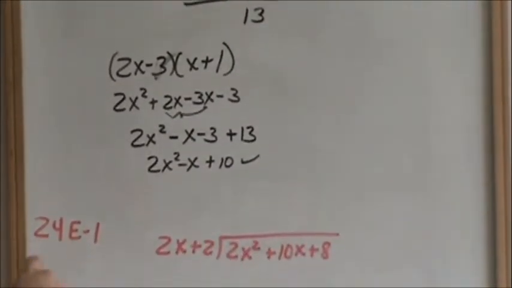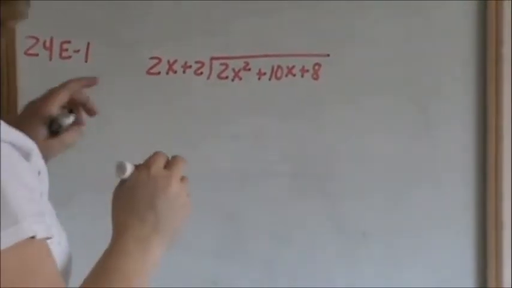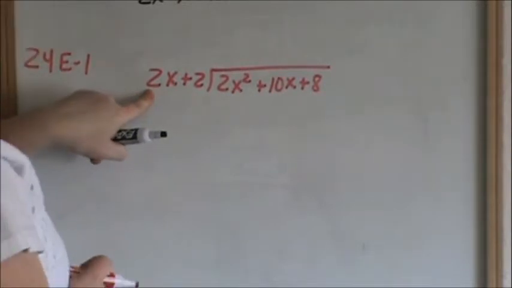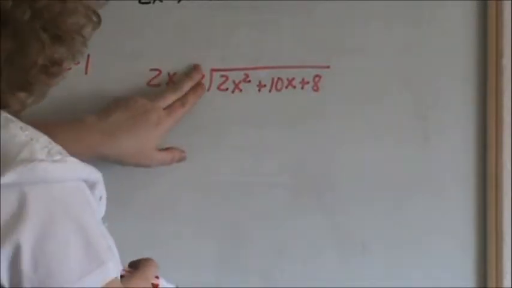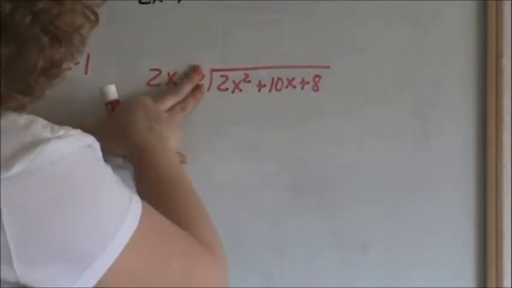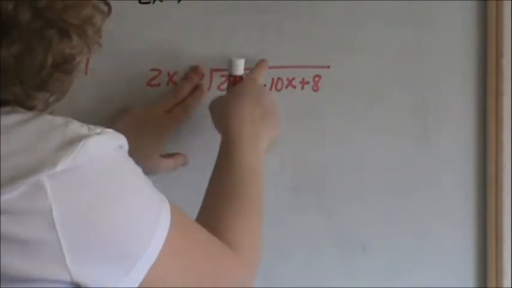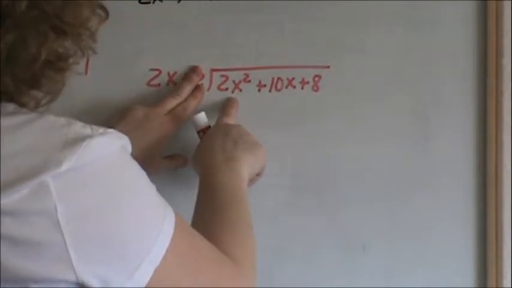Okay, let's move on to 24E1. So we have a coefficient in front of our x squared, but we also have a coefficient in front of this term as well. But you do it the same way. The process is still the same. Cover up this number. You're dividing first. 2x into 2x squared. In other words, what times 2x gives you a 2x squared?